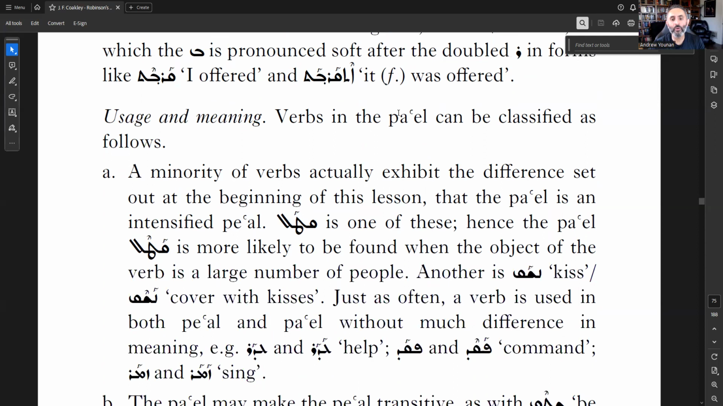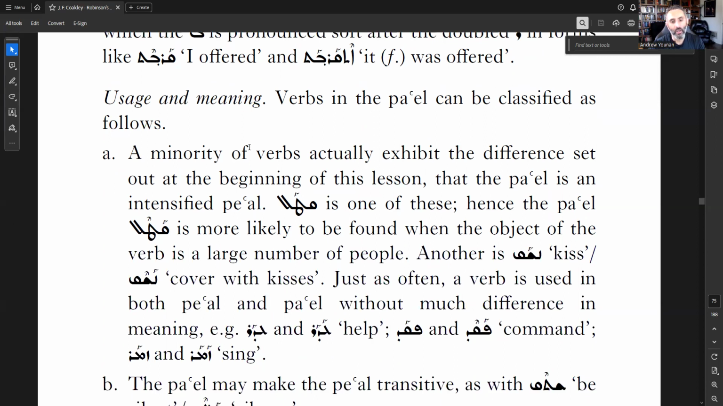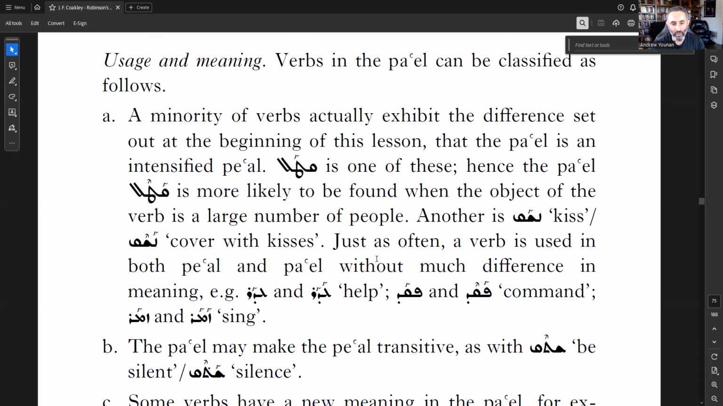Usage versus verbs in the pa'al can be classified as follows. A minority actually exhibit the difference set out at the beginning of the lesson, that the pa'al is an intensified pa'al. Qtal is one of these. Qattal is more likely to be found when the object is a large number of people. He's saying it's more often when you're killing a lot of people, I guess. Haven't really noticed that. Another, nshak, kiss. Nashik is to cover with kisses. That's cute. So it's an intensive.